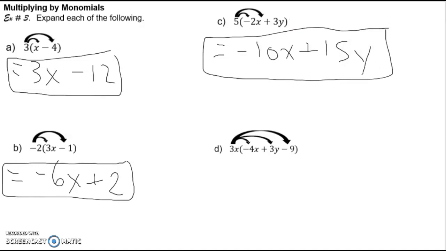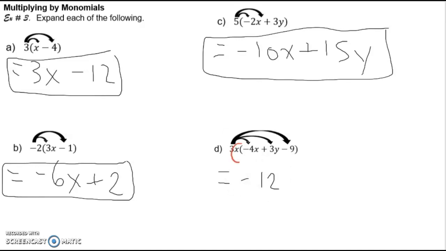Last one. This one's getting tricky. It's a big one. So we have step 1. I'll just write my equal sign down. And now we look. We have 3x times negative 4x. So step 1 is we multiply our numbers together. So 3 times negative 4 is going to get a positive times a negative, which gives us negative 12.